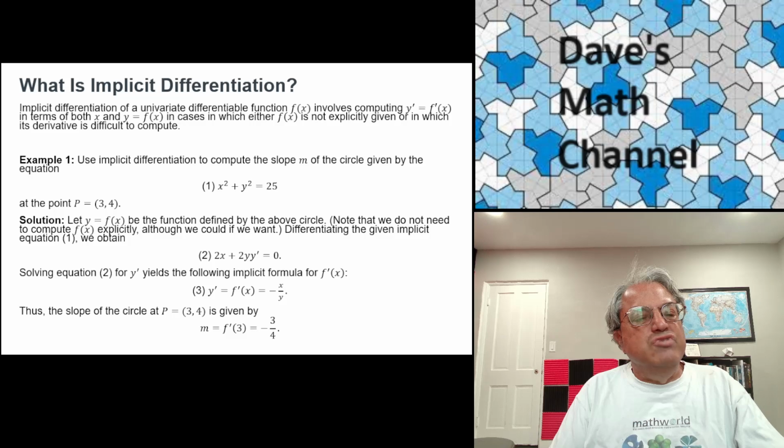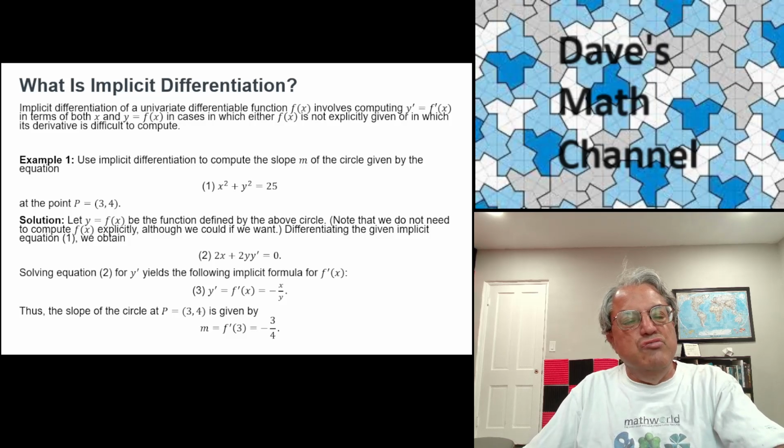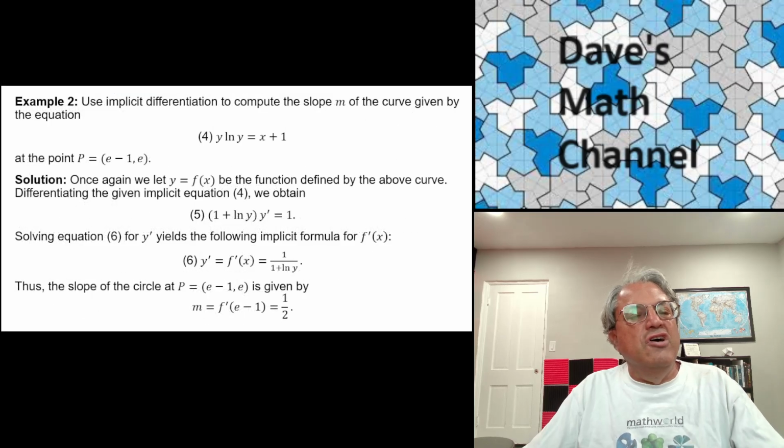Well, this is nice because now we can just plug in the values of x and y for the point we're given, 3, 4, and we find if we plug that in, the slope at the point 3, 4 is equal to minus 3/4. So that takes care of this problem. Let's do a little bit more complicated example.